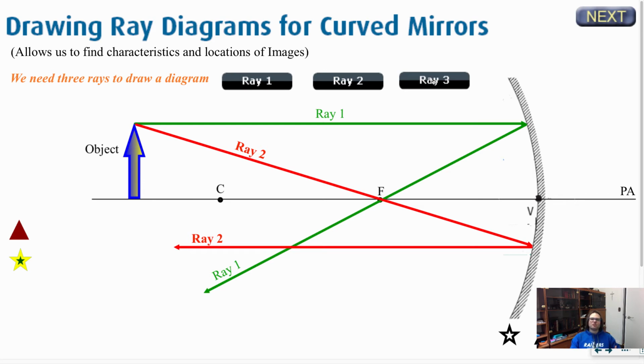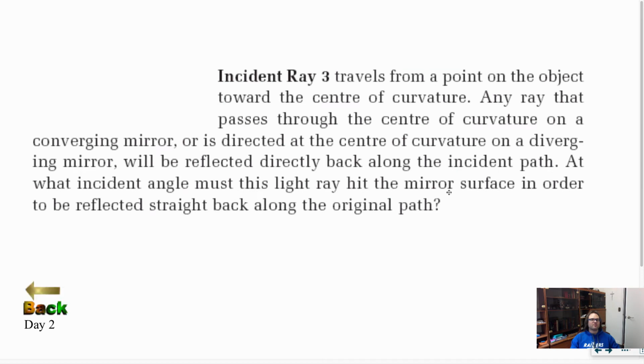So now we're going to have to do my last ray, which is ray 3, which is incident ray 3. It travels from a point on the object towards the center of the curvature. Any ray that passes through the center of the curvature on a converging mirror, or is directed at the center of the curvature on a diverging mirror, will be reflected directly back along the incident path.